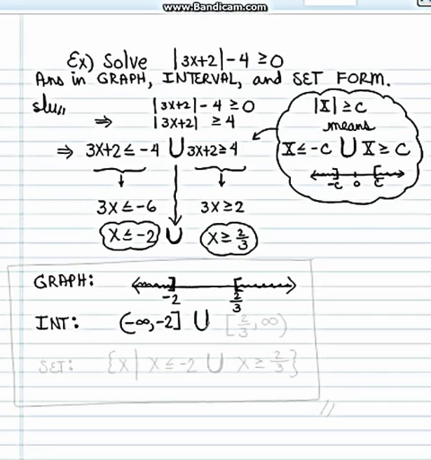Combine that with the smallest value shaded is 2/3, the largest value shaded is infinity in this second interval. Include the 2/3, never include infinity. There's my interval form.